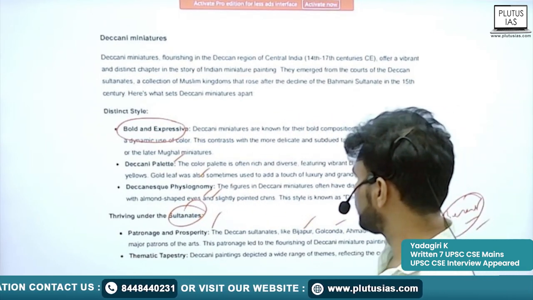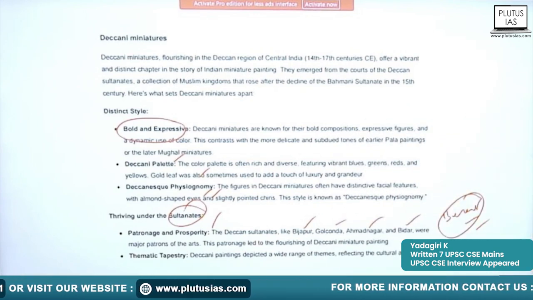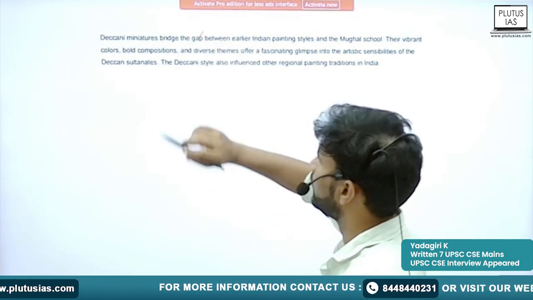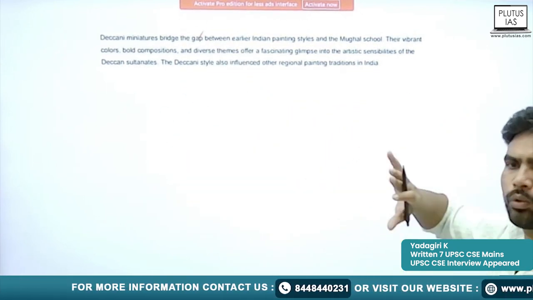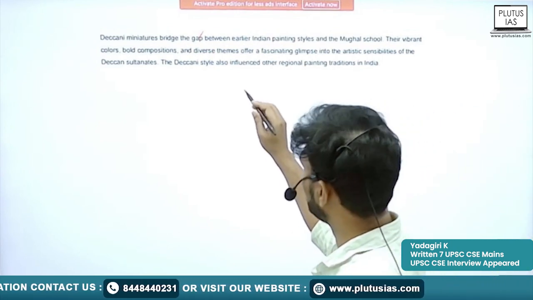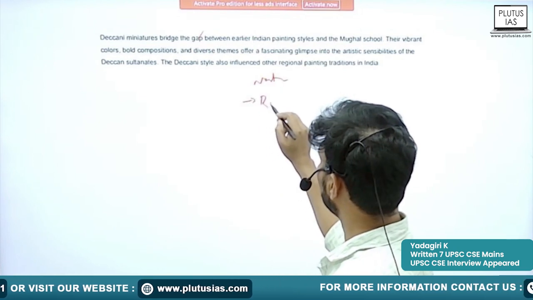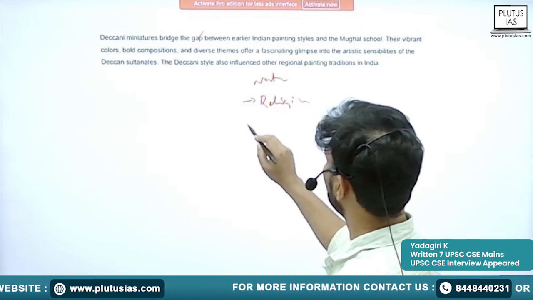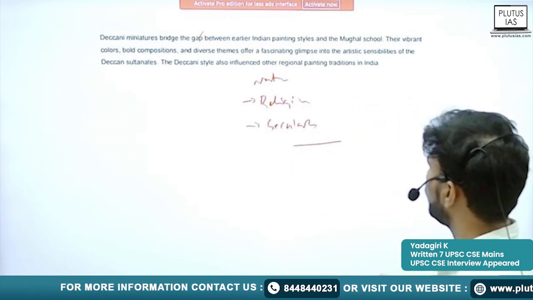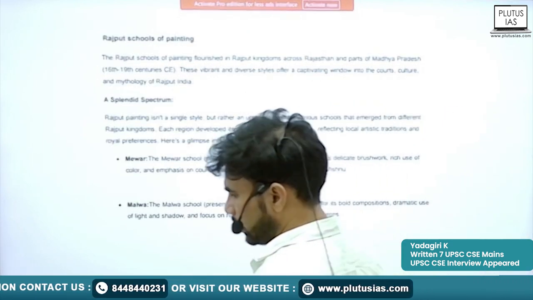So, themes. If you see, the paintings depicted a wide range of themes reflecting the cultural and Deccani miniature styles. Right, so the themes are also various. Many themes have been taken, including depicting nature, religious themes, and also secular themes, right? So these are the themes. So this is about the Deccani miniatures.